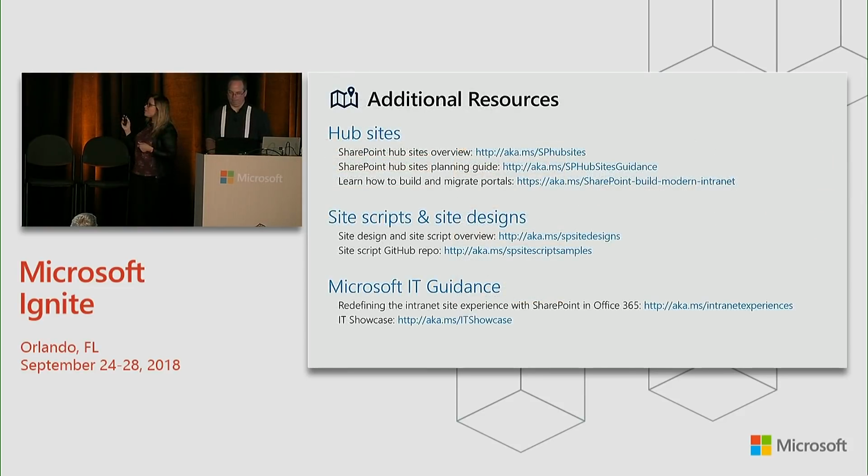So I have a bunch of resources for you to take advantage of. There is a hub sites overview that talks about the feature in general, but the one that I really recommend is the hub site planning guide. It's really useful and captures all the information we talked about today. There's also, if you're in Classic and want to think about how to move to Modern, great guidance now on how to do that on that link.